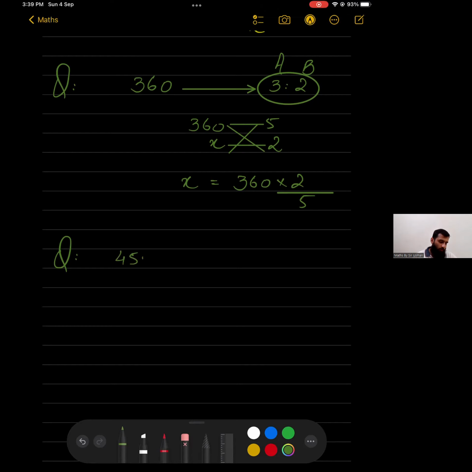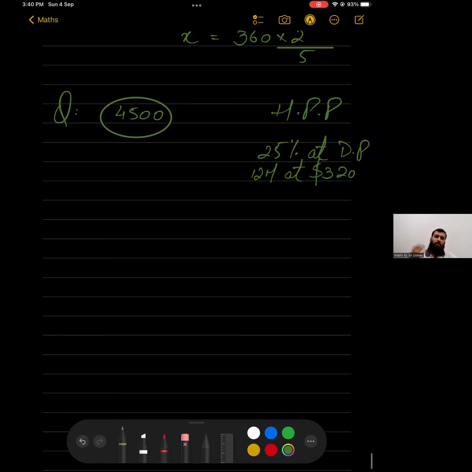So some instrument was to be bought on cash price, that would have been 4,500. And if we were to buy it on hire purchase, 25% would be the deposit, and the rest would be 12 monthly payments of 320. 12 months at $320. We need to figure out the extra amount we are going to pay over here. This is exactly the same question that we did earlier.